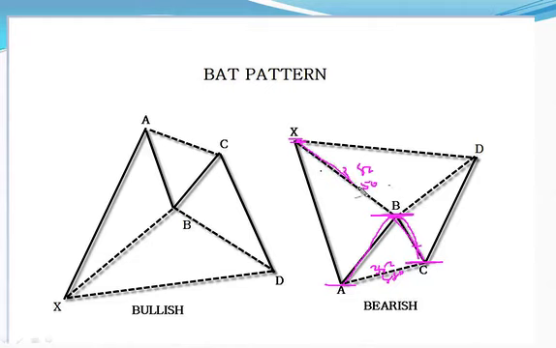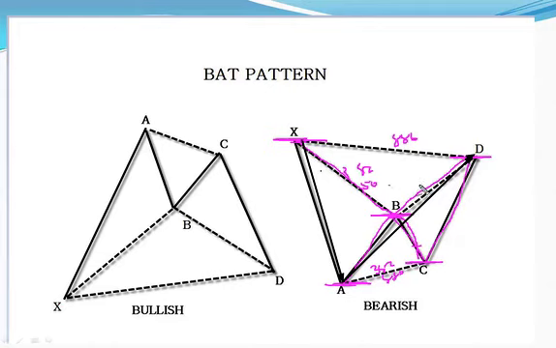So as long as this criteria is holding, we then look up at this criteria coming up into D. So D would be an 886 of the X to A swing up. So let's take that little swing here, down here, up 886% of that swing. And that would be your bat pattern.